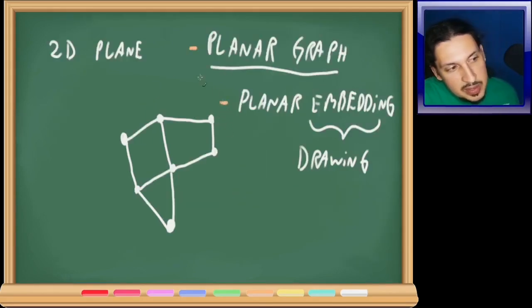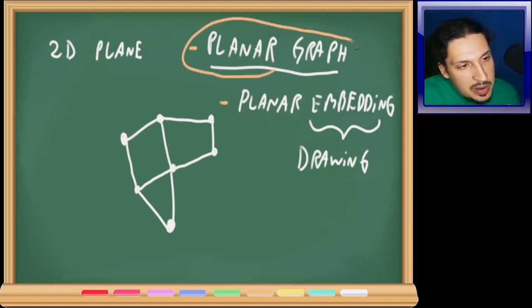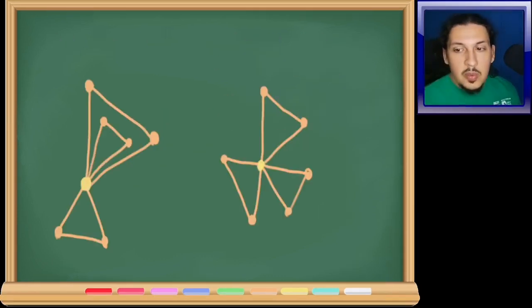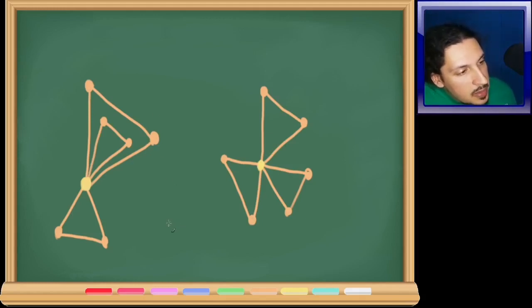Now, this might seem like a pretty moot point and not important at all, but it is, because a single planar graph can have multiple non-isomorphic embeddings. Let me show you an example. Here we have a nice example where the same graph is drawn in two fundamentally different ways. We will soon come back and check that these two drawings are essentially different.